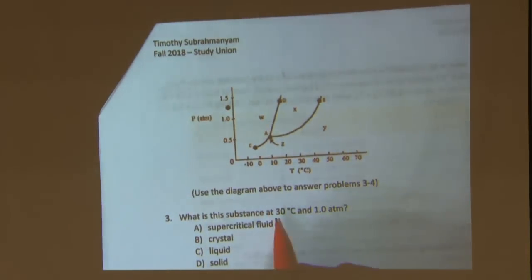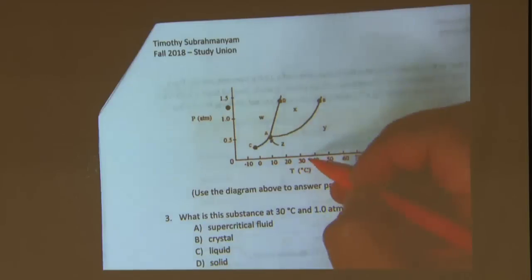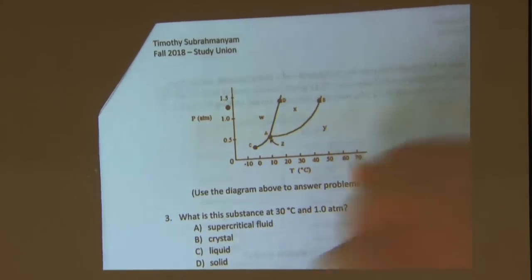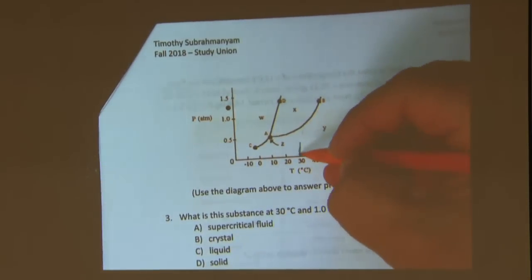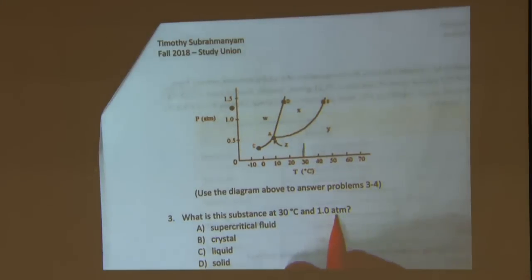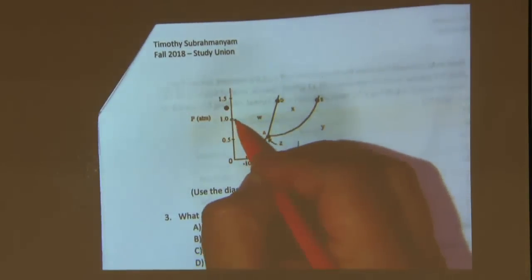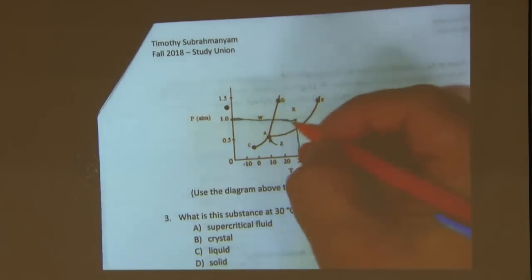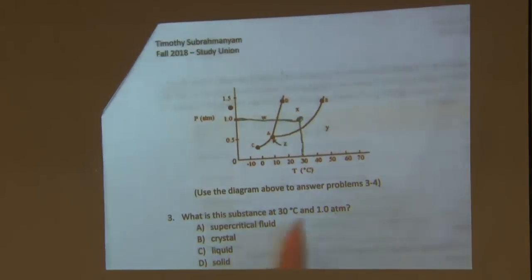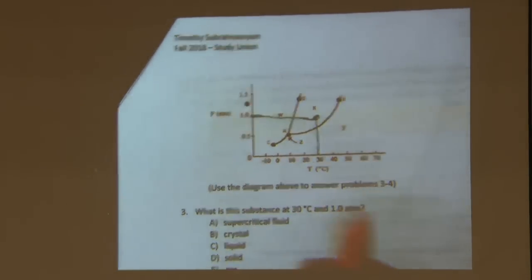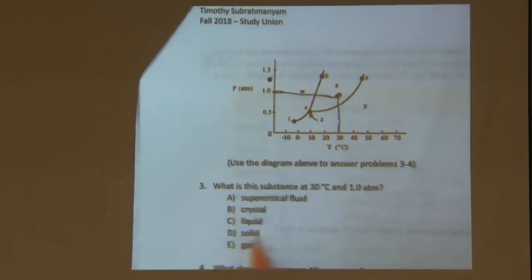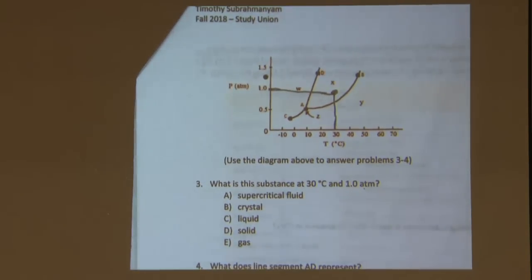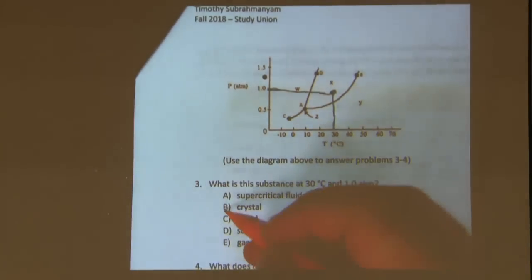So here, 30 degrees Celsius, I see the temperature on the x-axis, so I'm going to mark this. And 1 atmosphere, that is right over here. And I'm going to trace to make the lines match on the graph. It's asking me what is the substance at that temperature and pressure. They're asking about crystal, liquid, solid, or gas. So any thoughts about what this is? I heard C. Why C?